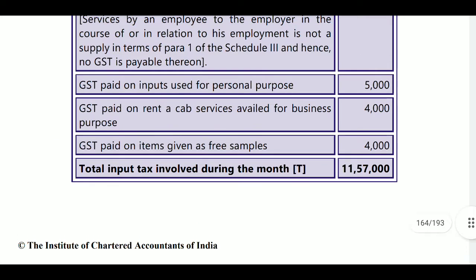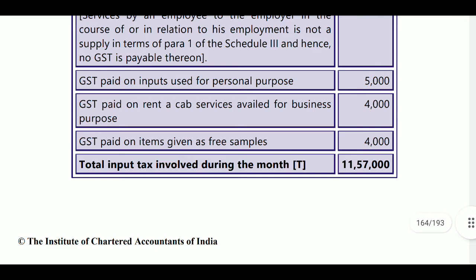GST paid on input used for personal purpose: first we will take it, but it is non-business purpose, so we will consider it as T1. Next, GST paid on cab services availed for business purposes, 4,000. It is blocked credit, it will be treated in T3. Next, free samples, it is also T3.